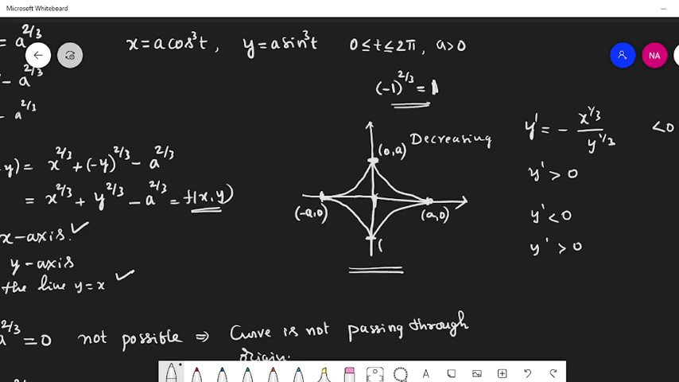So this is the required one. So with this, let us wind up the discussion of tracing of the asteroid.